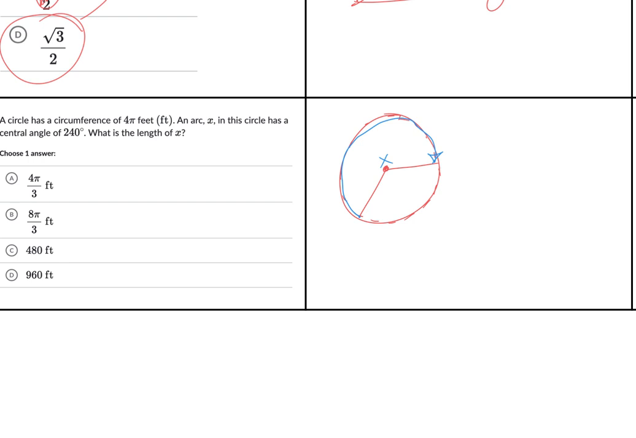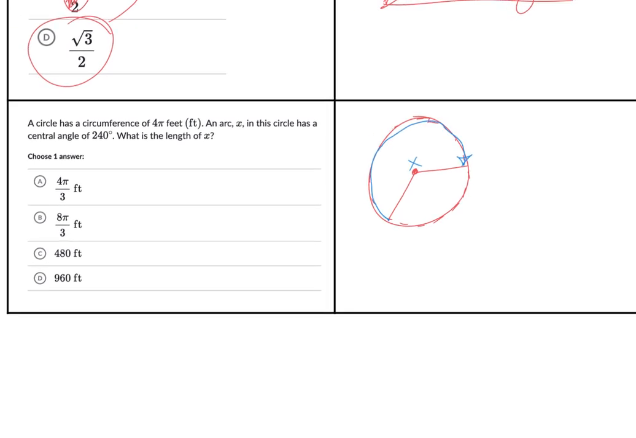If you remember from geometry class, an arc is found by taking the circumference times the central angle divided by 360, if it's given in degrees. Now it already gave us the circumference, so all we're doing is 4 pi times 240 over 360. Now 240 over 360, I know that equals 2/3, so it looks like 8 pi thirds should be my answer.